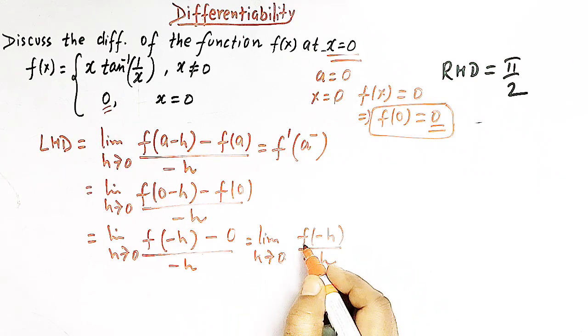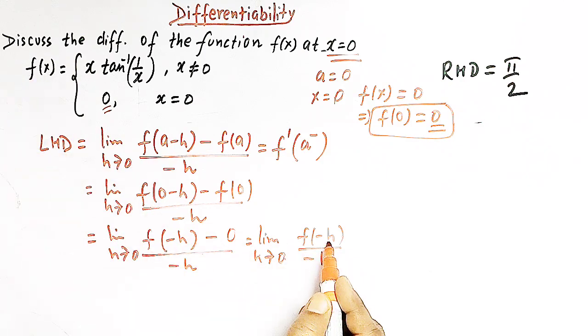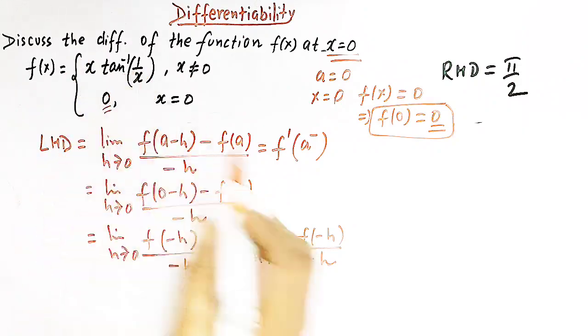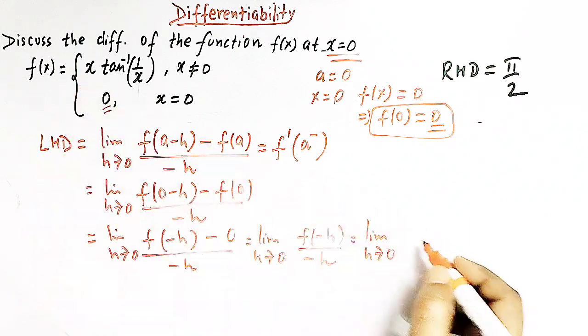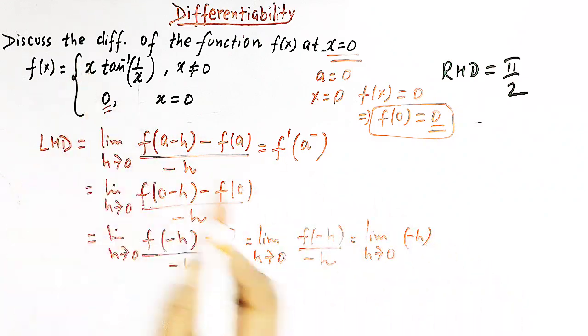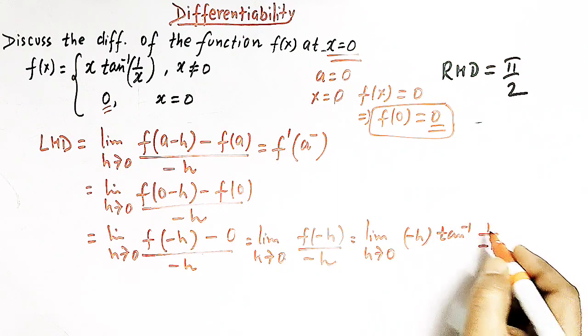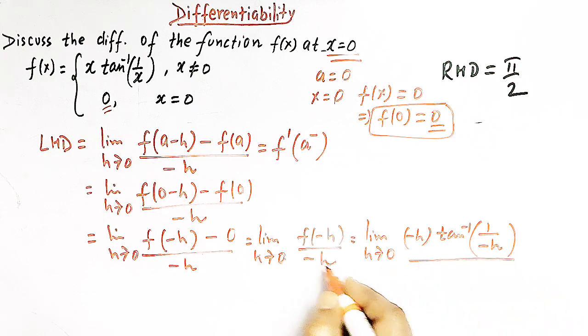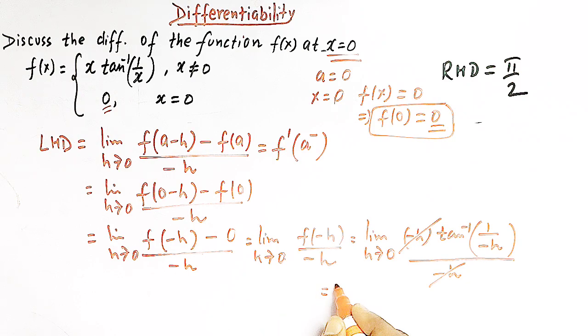Now to get the expression for f of minus h, we have to replace this x by minus h in this expression, right? So we have limit h tends to 0, and we have here minus h. For x we have minus h, and then we have tan inverse 1 over minus h, and in the denominator we have minus h. So now this minus h and this minus h get cancelled. We have limit h tends to 0, and we have tan inverse of minus 1 over h.